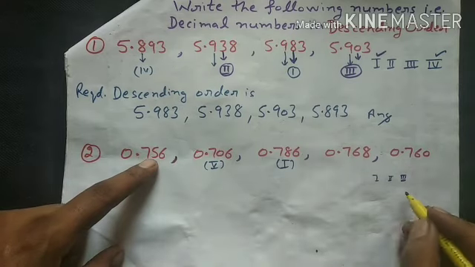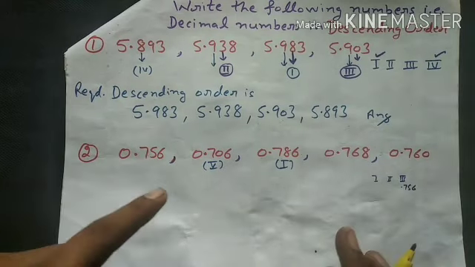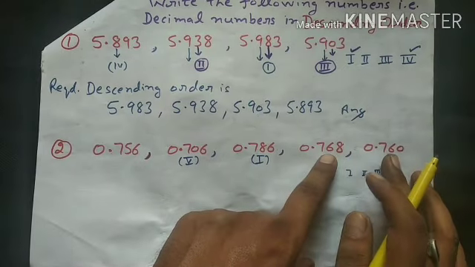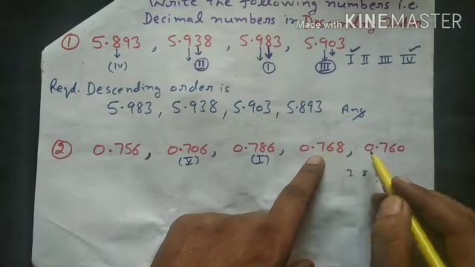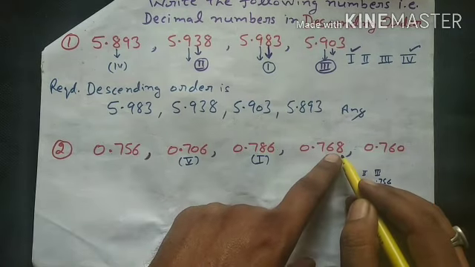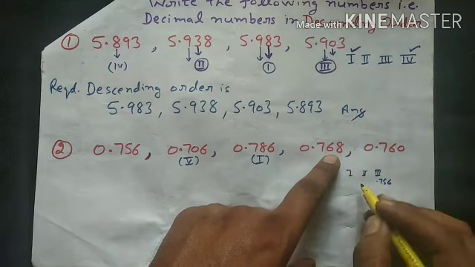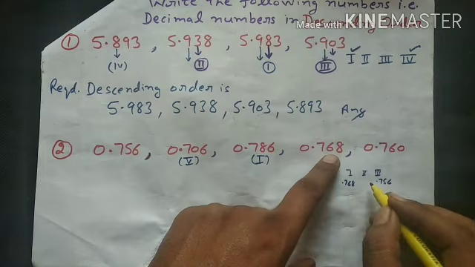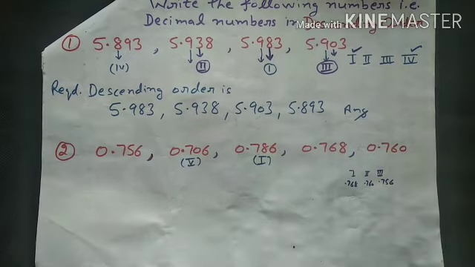So 0.756 will be at the third among these three. Now these two are greater. Okay, now I will compare which among these is greater than the other. Now here 7, 7, 6, 6, there is 8. So which is greater? So this is greater. So it will be at first place among 3, and this one 0.760 will be at second place.